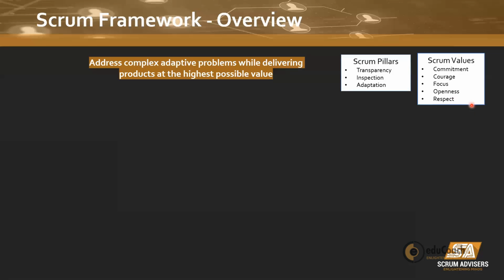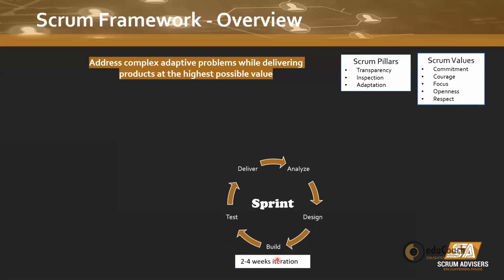Now, each Scrum project is done in a number of sprints, and we've been talking about each iteration or sprint. Now, these iterations are between 2 weeks to 4 weeks long. So in each iteration, we would be doing the analyze, design, build, test, and deliver.